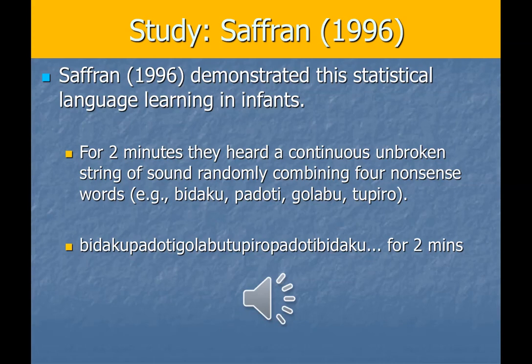So that, but for 2 minutes straight, is all the exposure these little babies got. They have no idea they're even in an experiment. These are little babies. And yet just by being exposed to 2 minutes of that, what we found is they're actually able to pick up on these 4 words being distinct words.